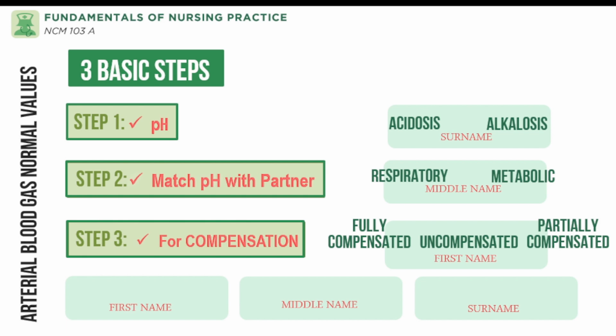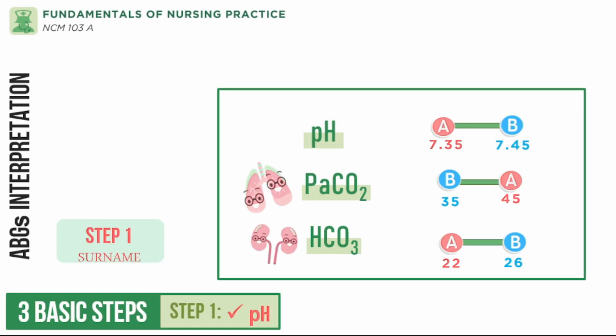ABG results. For the surname, it would give you acidosis or alkalosis. That's for step 1. Step 2, you have the middle name. You check for the partner of your pH. Is it respiratory or metabolic by nature? And for the first name, you check for compensation. Is it fully compensated, partially compensated, or uncompensated? Okay. So let us set up our chart just like our previous slide.